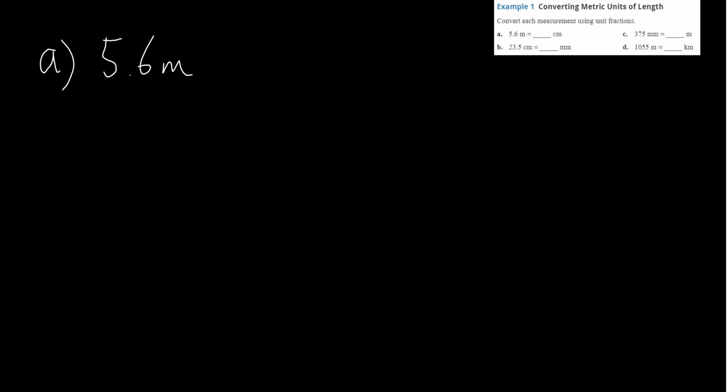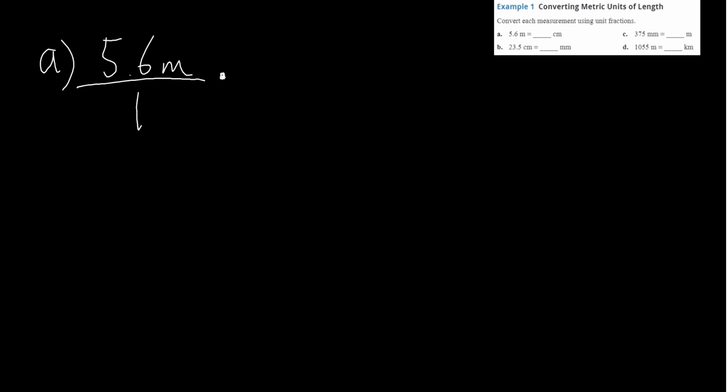So again, 5.6 m is the same thing as saying 5.6 over 1. Doesn't really matter what that 1 is. And then let me take that back as well. The 1 is more or less just a placeholder to really get you acclimated to multiplying fractions.